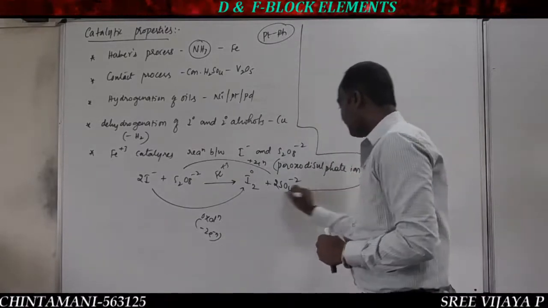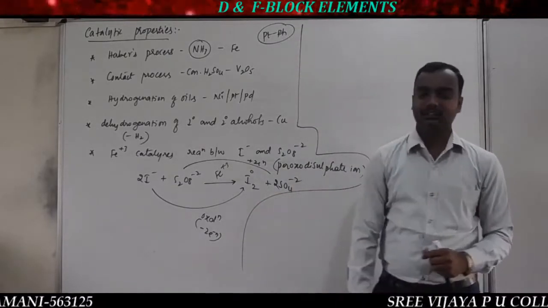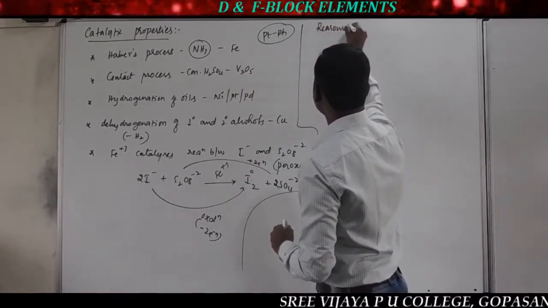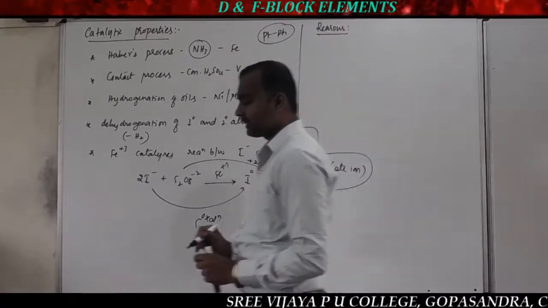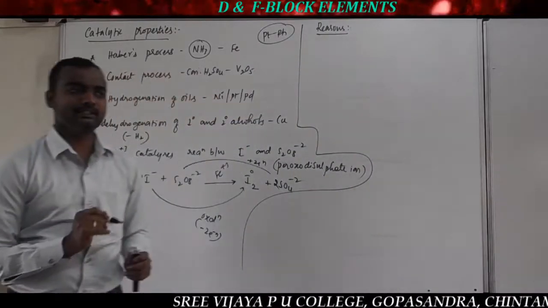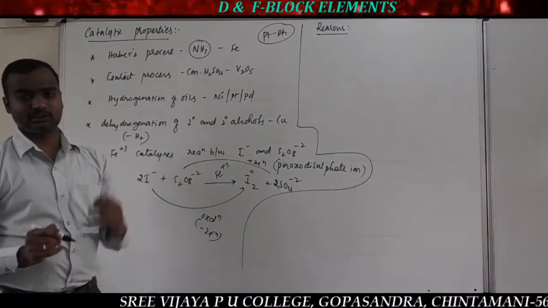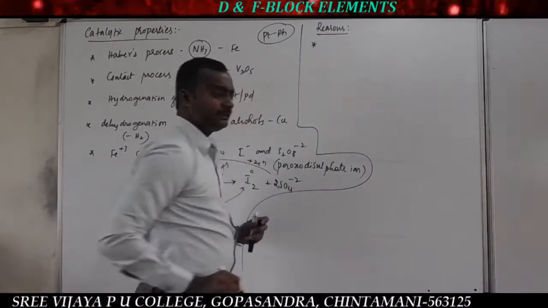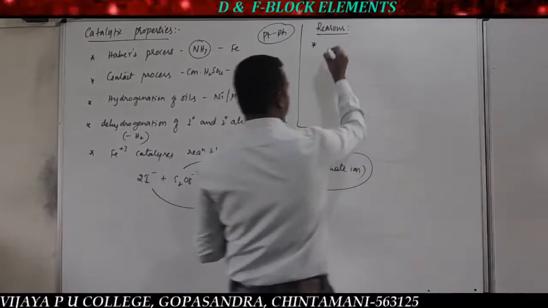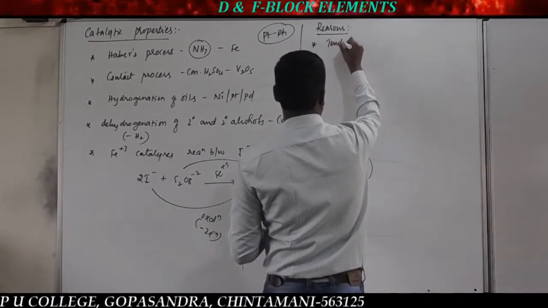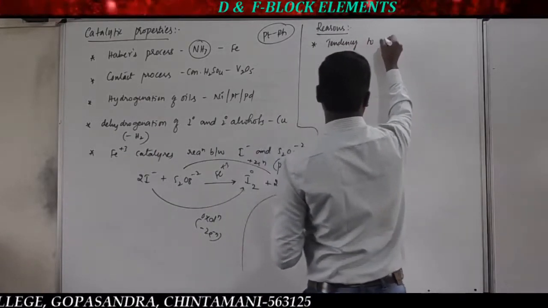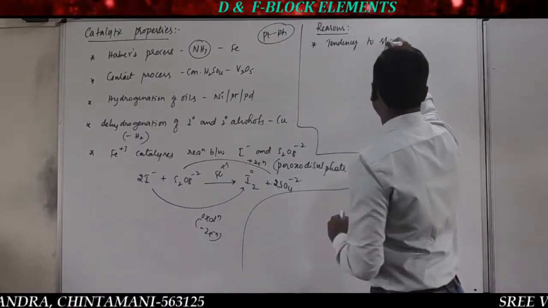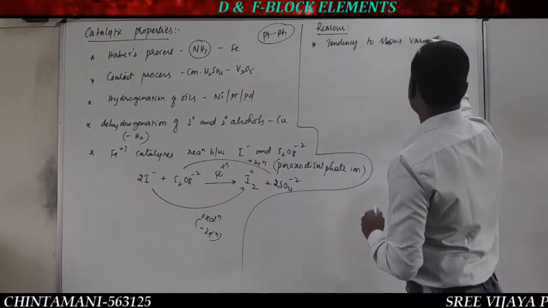Then what is the reason for that? Why do they act as catalysts? Why do we use them as catalysts? What are the reasons? So why do the transition elements and their compounds exhibit the catalytic property? There are 4 important reasons, and the first one is that they have the tendency to show variable oxidation states.